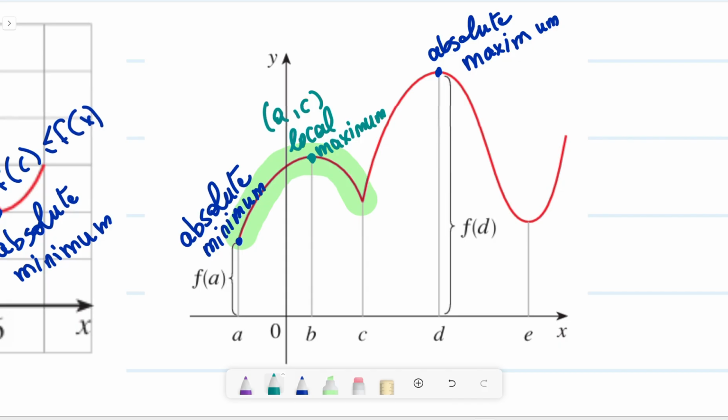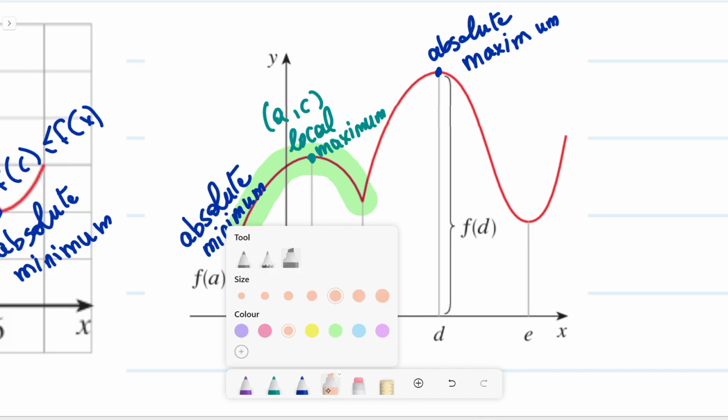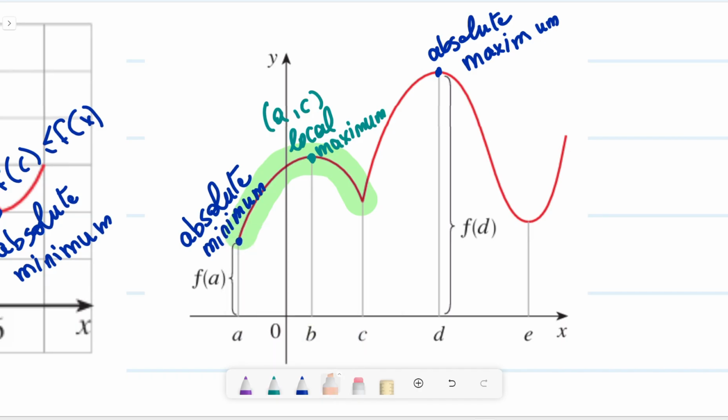And now we will choose another interval, perhaps from b to d. So I highlighted it now. I will write with a different color from b up to d. So let's identify the local minimum in this interval. What is the lowest point in this interval? It's when x equals c. So this is our local minimum.